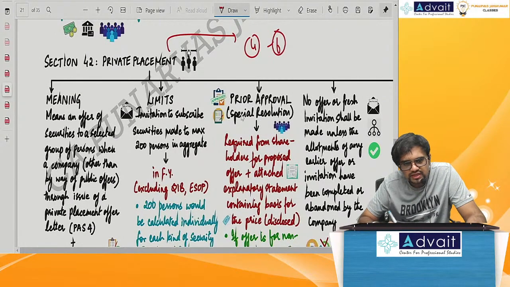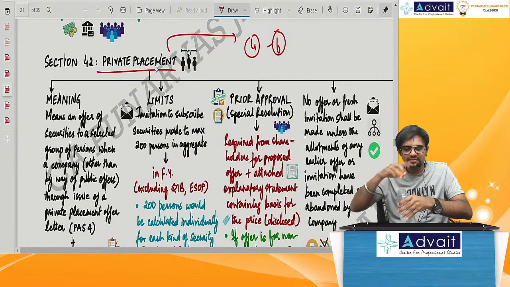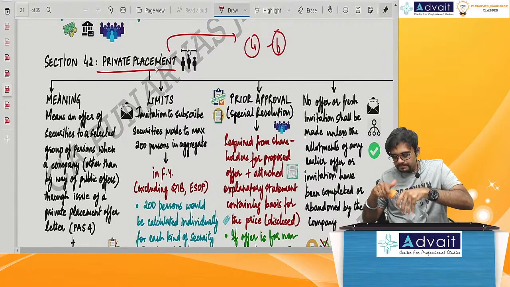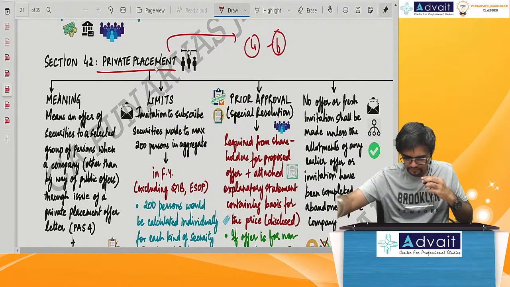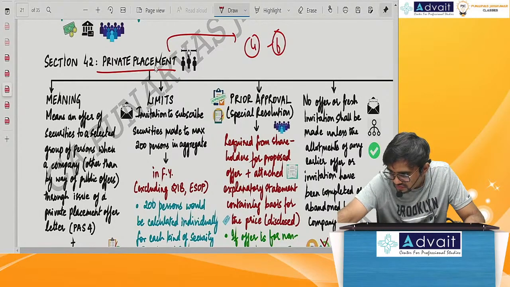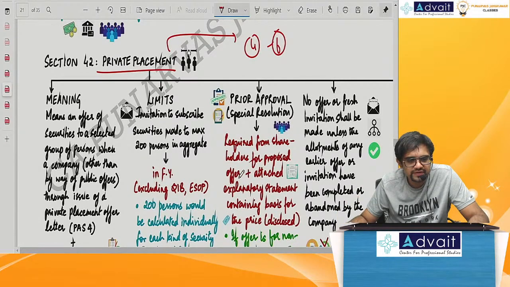One more interesting concept that has come, which will regularly be asked in the exam for 4 to 6 marks, is the concept of private placement. We will discuss that. This is the next part, private placement.